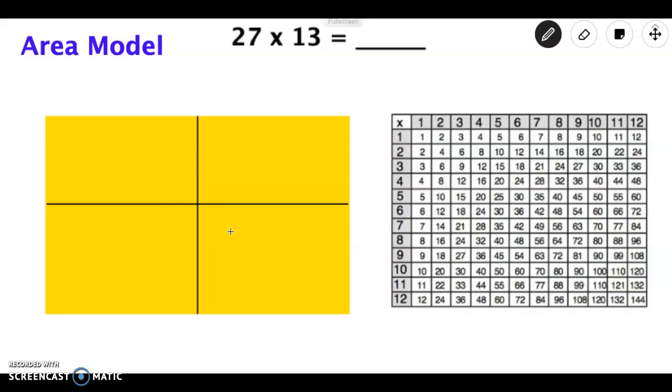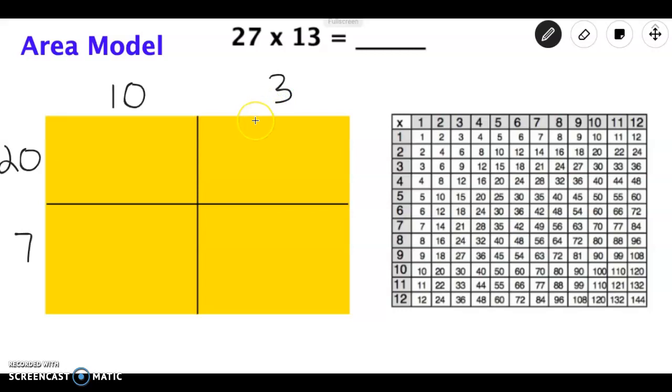To begin our problem, we want to take a look at the first digit, 27. In the number 27, there is 2 tens or 20. I'm going to write that over here. And the 7, there are 7 ones. I'm going to write the 7 right here. In the number 13, I have 1 10. So that's just 10 and 3 ones.